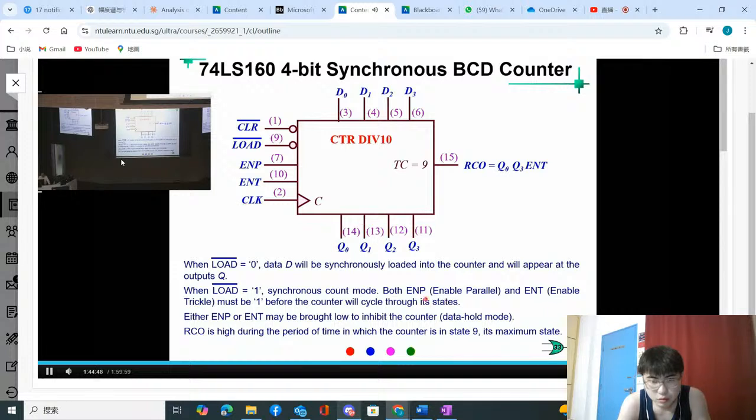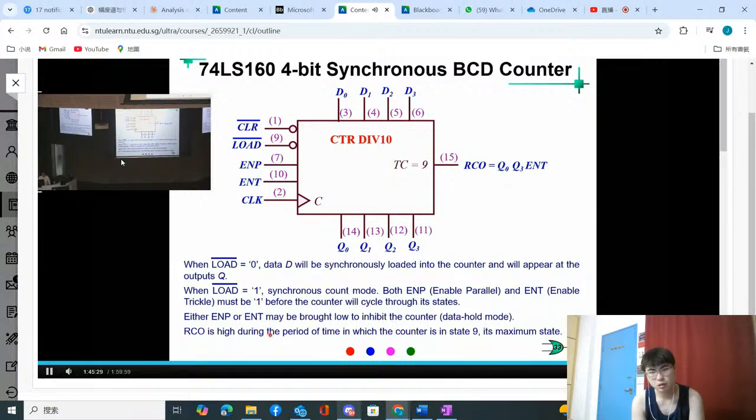And then here, you also have an enable parallel, EMP, and enable trickle, ENT. These two pins must be equal to 1 before counting. You have to set them to 1 before you can do the proper counting. So if either one of them is brought low, it inhibits the counter. Assume I set EMP equal to 0, the output will stay. For example, I count until 1, 0, 0, 0, and it will stay. It's a temporary hold. Then if I let go, it will count from 1, 0, 0, 0 to 1, 0, 0, 1 and continue. So these two are to temporarily hold it.